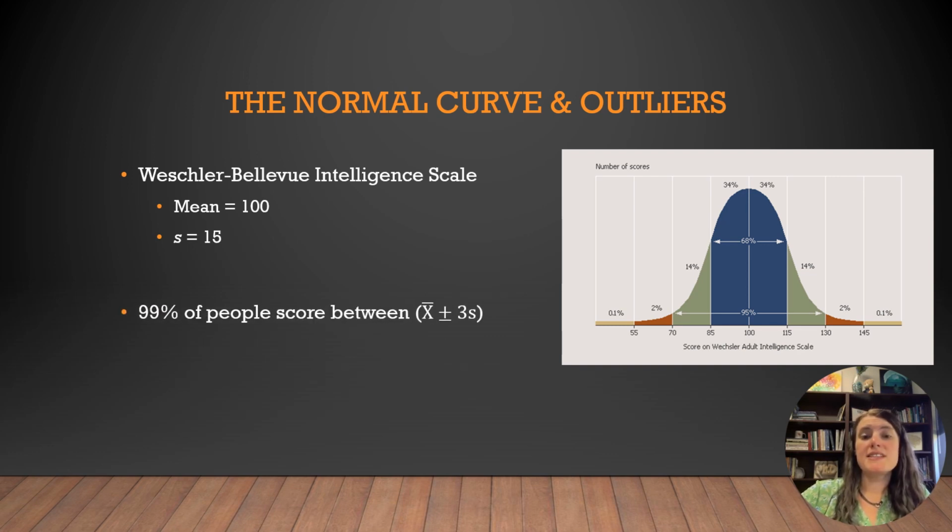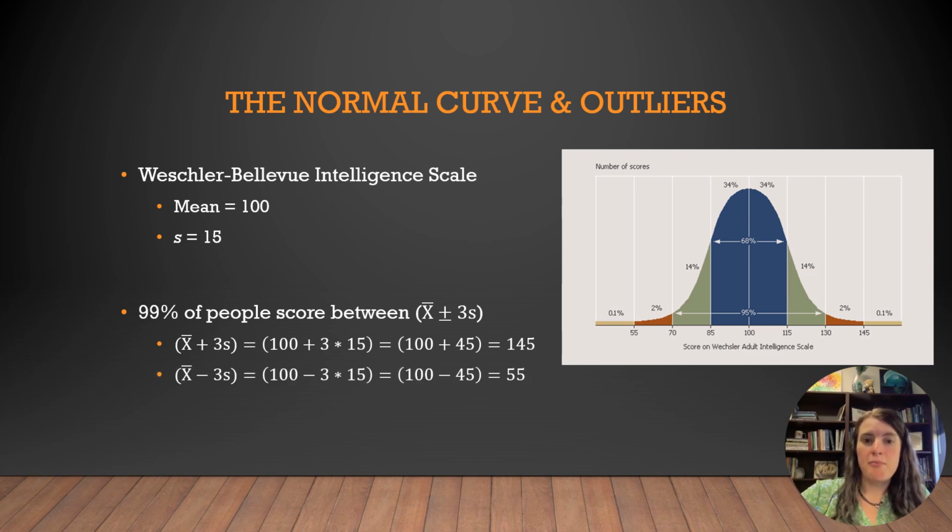And lastly, that brings us to the 99% range and the calculation of outliers. Doing the same as before, we take the mean plus 3 times the standard deviation, which equals 100 plus 3 times 15, or 145. Then we do 100 minus 3 times 15, or 55. That gives us a range of 55 to 145. So 99% of the people who take the Wechsler-Bellevue intelligence scale will score between 55 and 145 on the test.